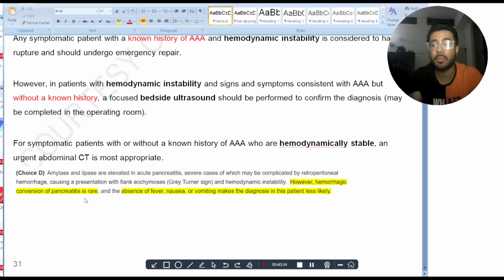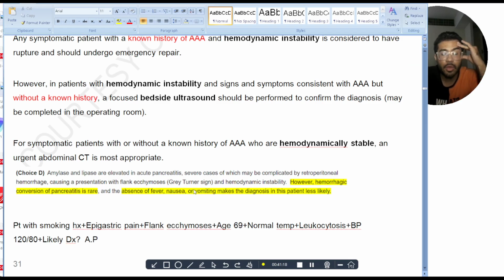hemodynamic instability of an unstable abdominal aortic aneurysm with pancreatitis that has undergone hemorrhagic conversion, because the patient might present with flank ecchymosis, that is the Grey Turner sign, and abdominal pain or epigastric pain, and the patient might have a history of smoking, so you might feel that it is maybe an unstable abdominal aortic aneurysm. But you might feel that the patient might also, in addition to that, have acute pancreatitis. But remember that acute pancreatitis presents with fever, leukocytosis, and other signs as well.